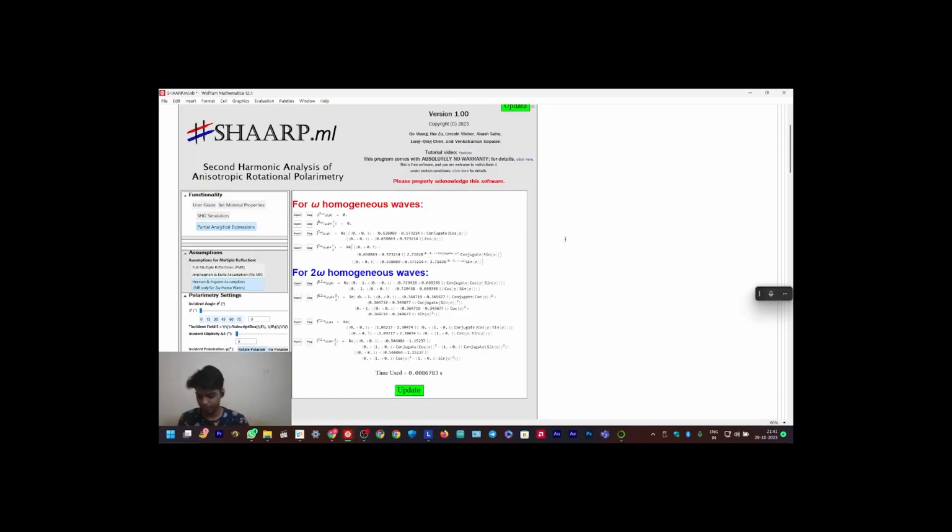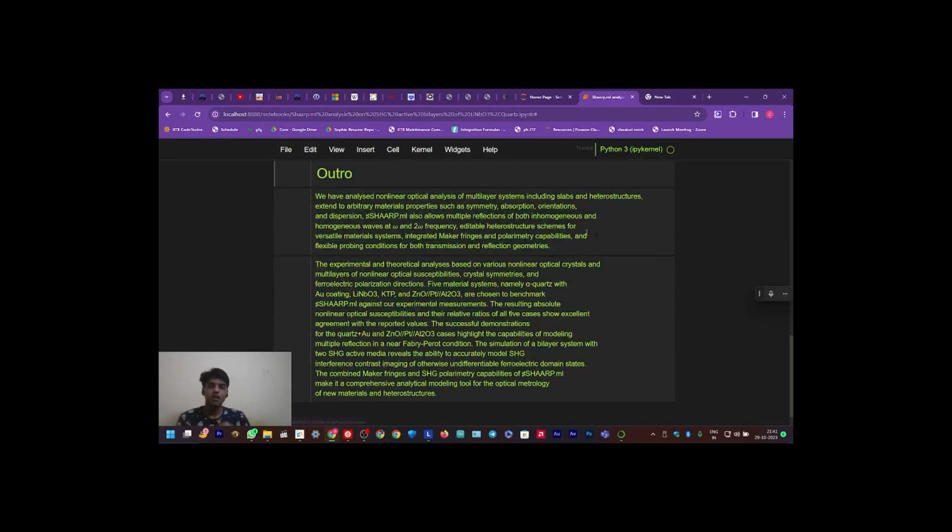Now we will move to the outro part. So we have analyzed nonlinear optical analysis of multi-layer systems, including slabs and heterostructures, extending to arbitrary material properties such as symmetry, absorption, orientation, and dispersion. SHARP-ML also allows multiple reflections of both inhomogeneous and homogeneous waves at omega and 2 omega frequencies, editable heterostructure schemes for versatile material systems, integrated Maker fringes for polarimetry capabilities, and fixing probing conditions for both transmission and reflection geometries.